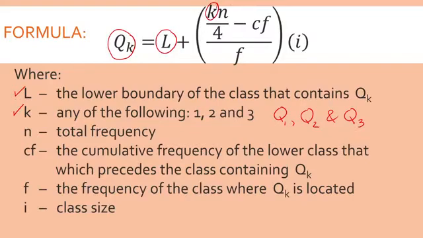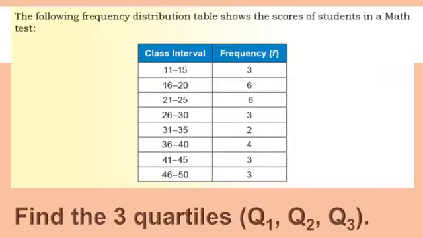Now, the n here is the total frequency. The CF here is simply the cumulative frequency of the lower class, that which precedes the class containing the quartile we are looking for. It's simply the cumulative frequency before the quartile class. F is the frequency of the class where the quartile is located. And i is simply the class size. You already know all those things because we already had that when we had the discussion about the median of group data. Now, let's begin with our first example.